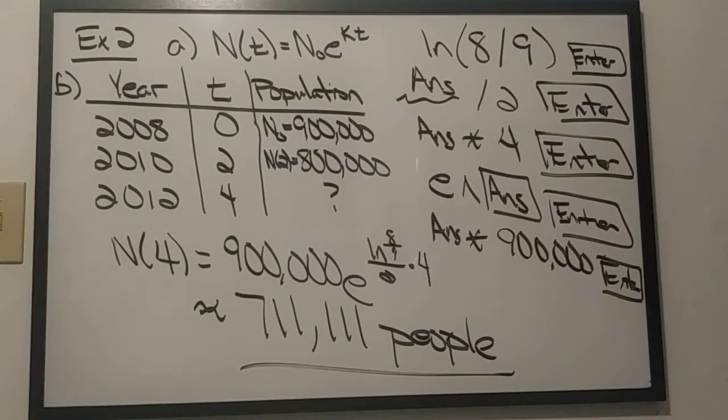So if that's not the number that you got when you typed this into your calculator, I want you to go ahead and try it one more time and make sure that you can do all of these calculations on your calculator and get this same answer. So we have 711,111 people in the city in the year 2012.